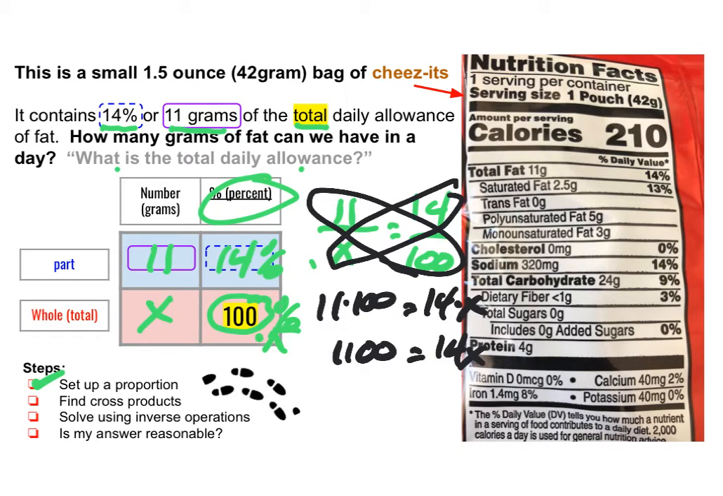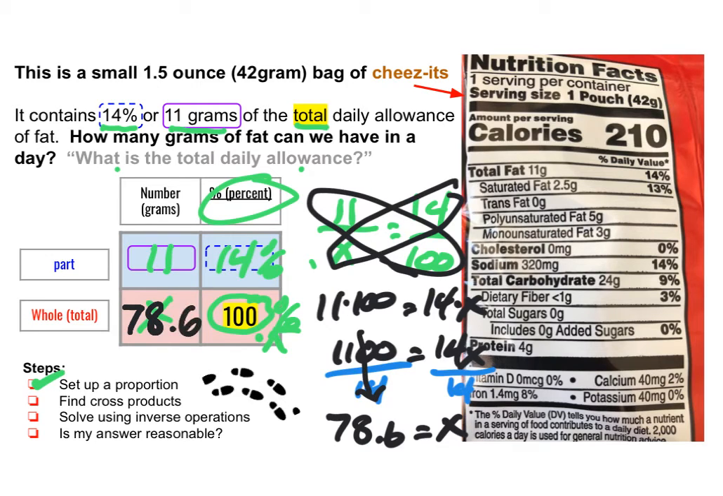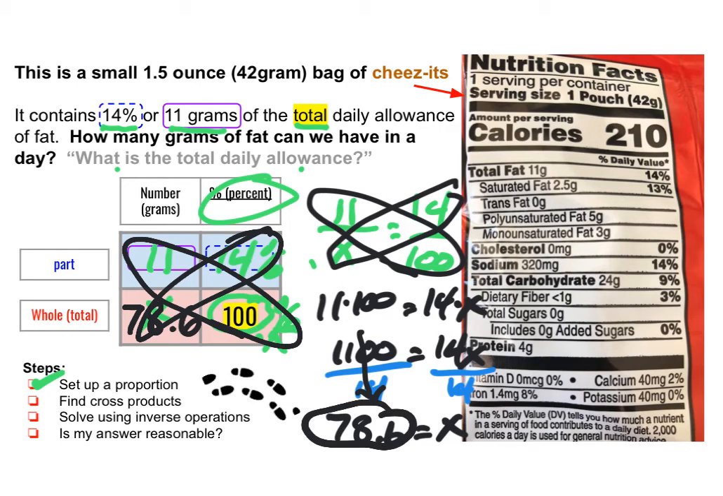We see multiplication, so we're going to do division. And when we divide, we get 78.6 approximately, which is equal to X. And when we put it back in, you would see that 78.6, our cross products would be almost the same. The only reason it's not going to be the same is that this number was rounded or estimated.